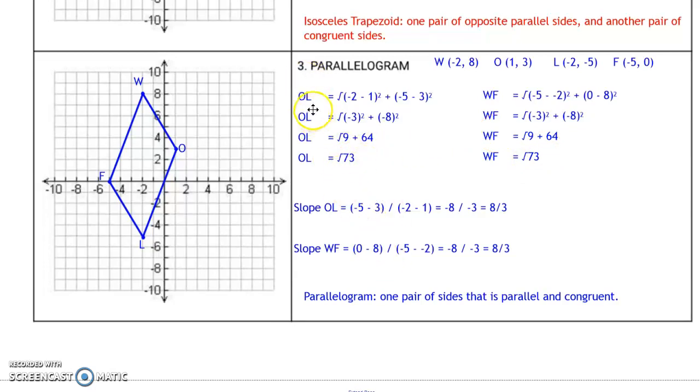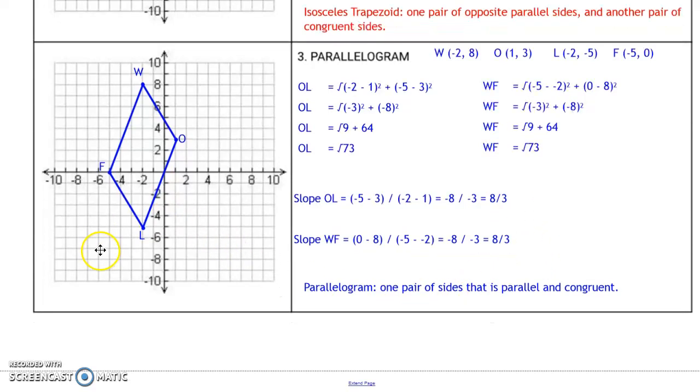And then we proved that those same two sides, OL and WF, were going to be congruent, and going to be parallel by looking at their slopes. 8/3 is the slope of this one. 8/3 is the slope of this one, otherwise known as 2 and 2/3, or 2.6 repeating. In any event, these are the same, so we know that they're parallel. So one pair of sides that is parallel and also congruent.